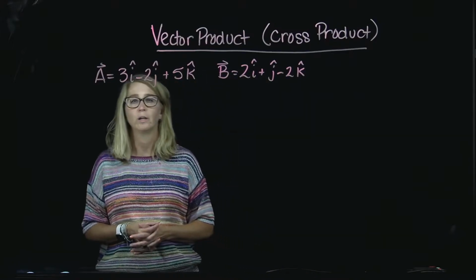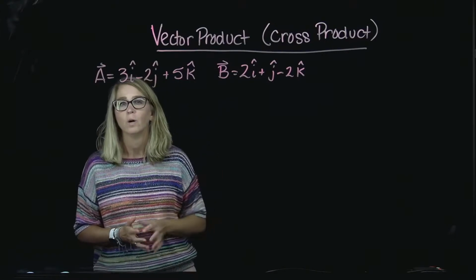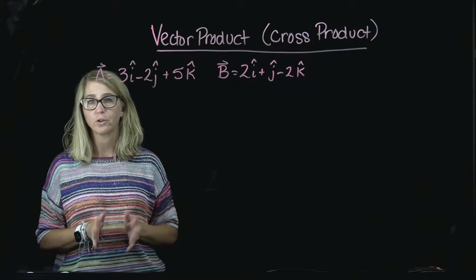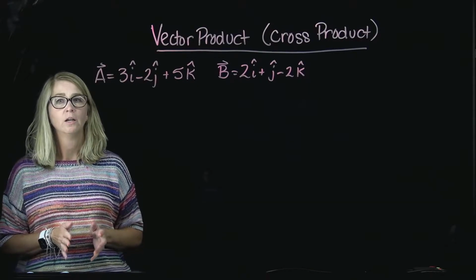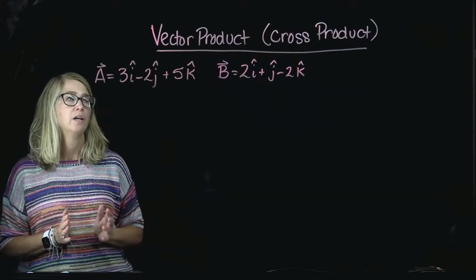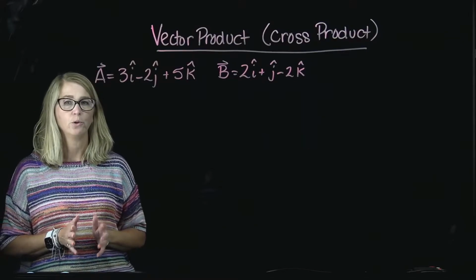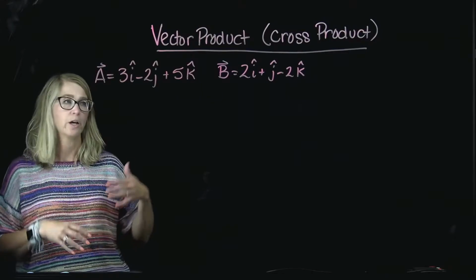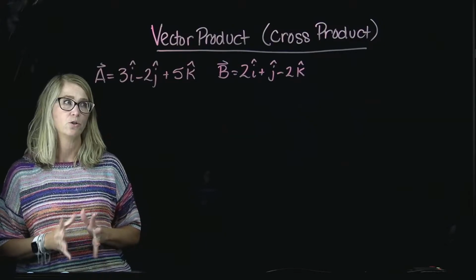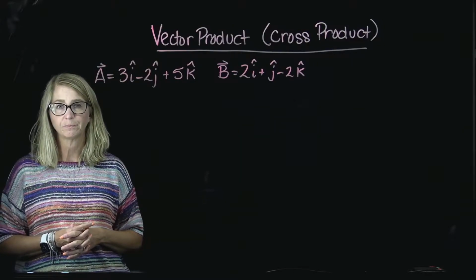So today what I wanted to go over was calculating the vector product, which is also known as the cross product, of two vectors when they're written in unit vector form. This is a skill that you're going to use a lot as you go through upper level classes, and you will be asked to do it from time to time in physics.